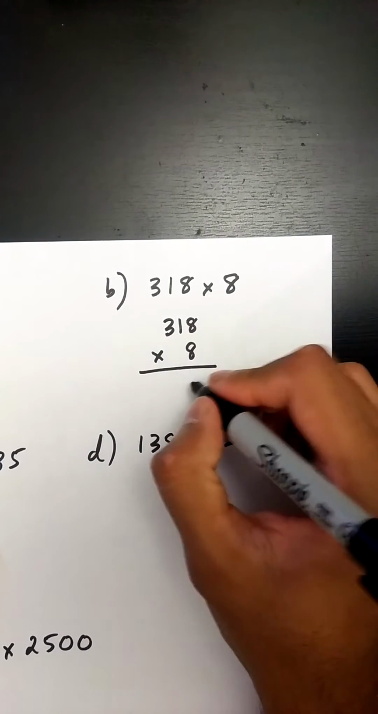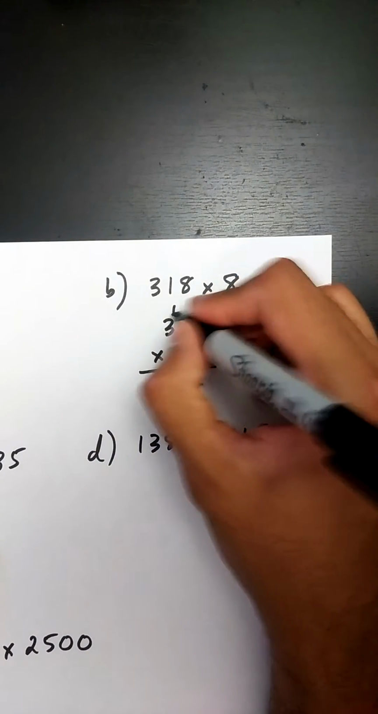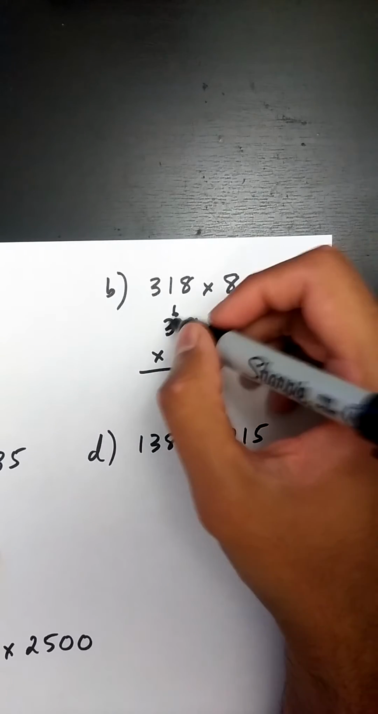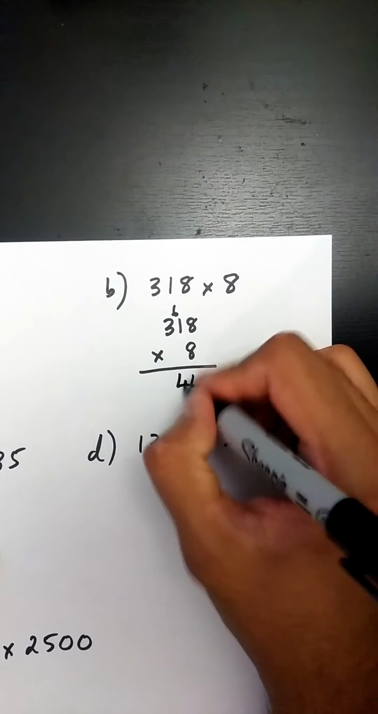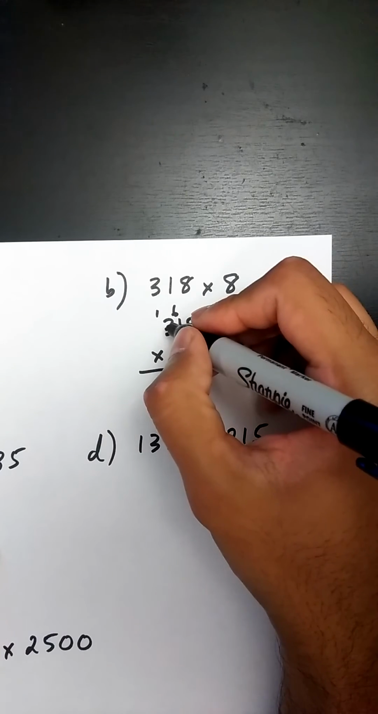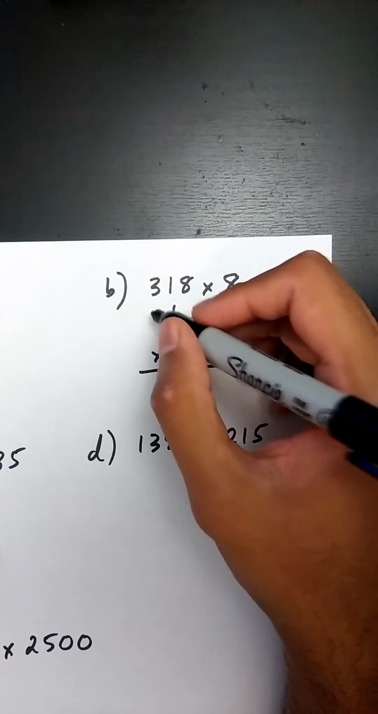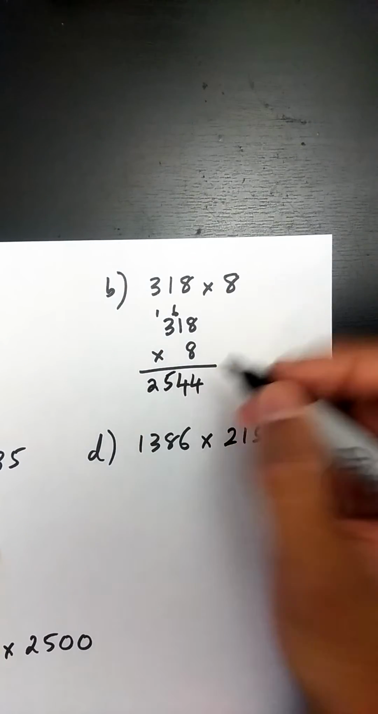Eight times 8, 64. 1 times 8 is 8, plus 6, 14. 3 times 8 is 24, plus 1 is 25.